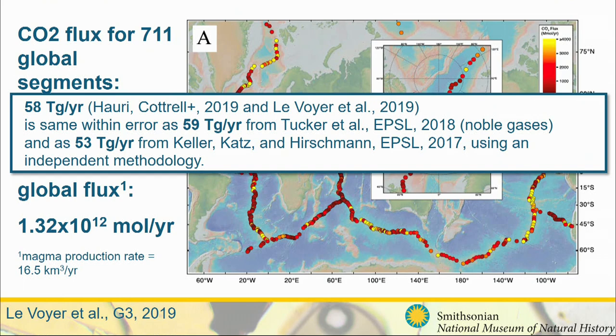I swear we did not work together at all. I mean, we worked together, but the 59 teragrams a year from Jonathan Tucker's noble gas constraints was a completely independent project. And it's actually very similar to the 53 teragrams a year in the Keller, Katz, and Hirschmann study from EPSL 2017 using a completely different methodology. And so I feel like DCO really stuck a pin in it here about the carbon flux from Earth's mantle to the exosphere.